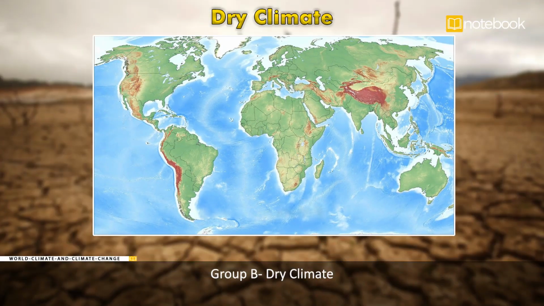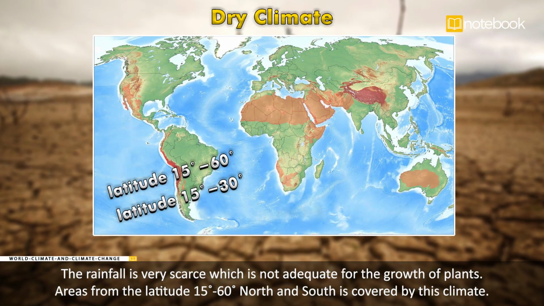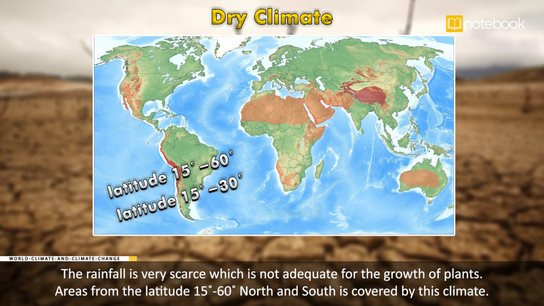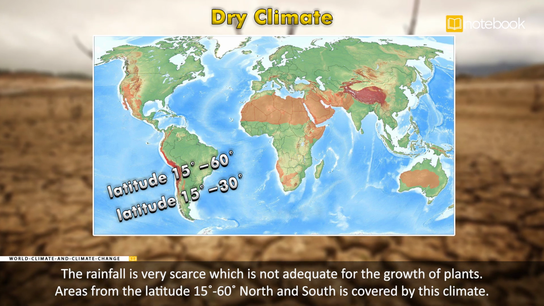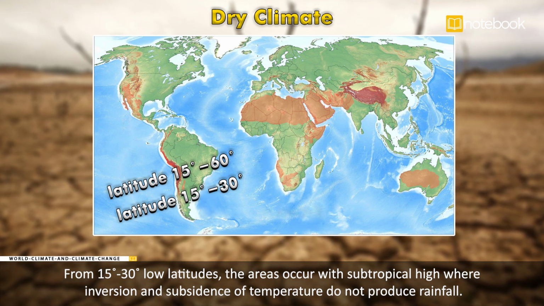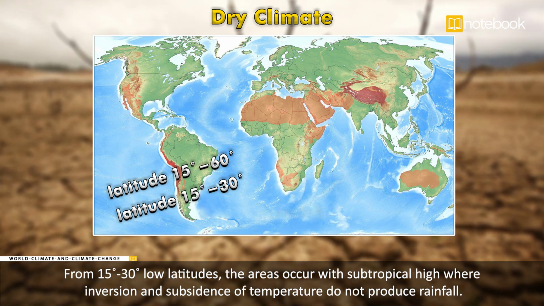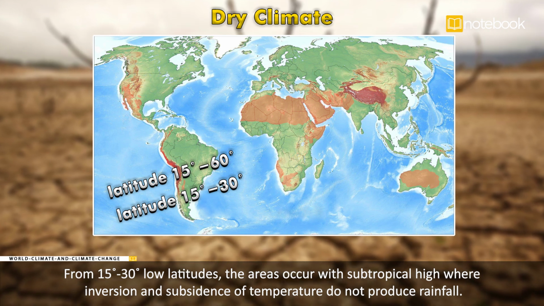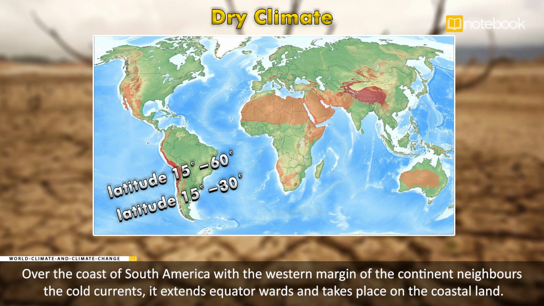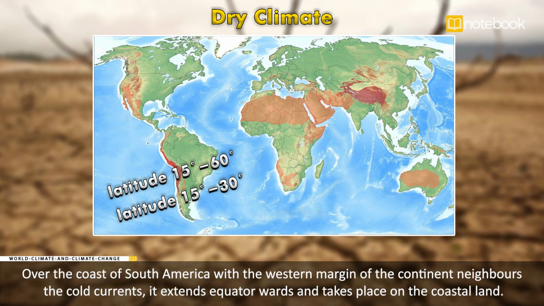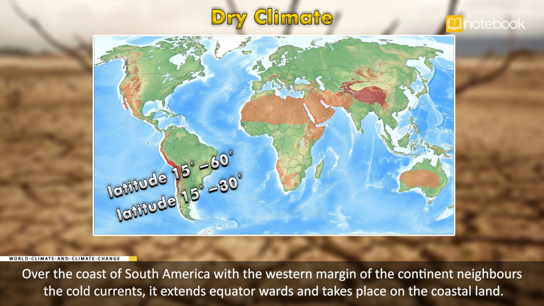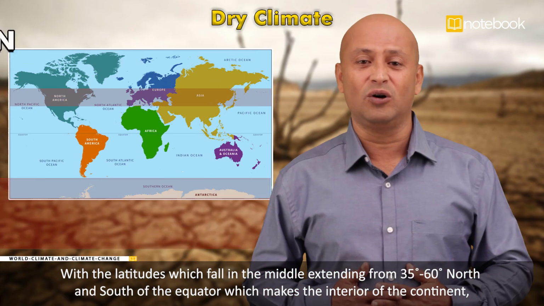Group B, dry climate. The rainfall is very scarce, which is not adequate for the growth of plants. Areas from the latitude 15 degrees to 60 degrees north and south are covered by this climate. From 15 degrees to 30 degrees, in the low latitudes, the areas occur with subtropical high, where inversion and subsidence of temperature do not produce rainfall. Over the coast of South America, the western margin of the continent neighbors the cold currents.